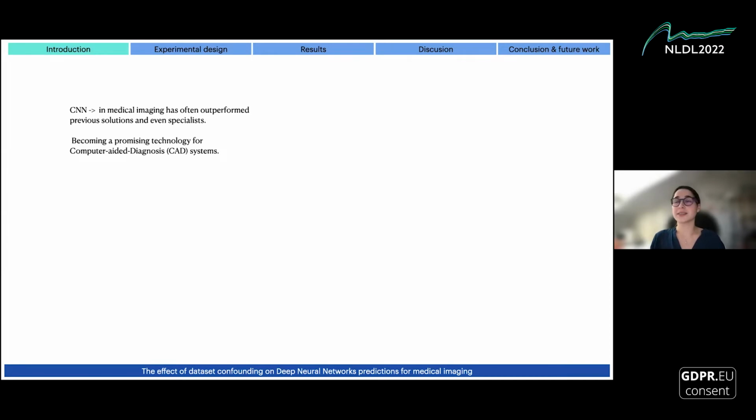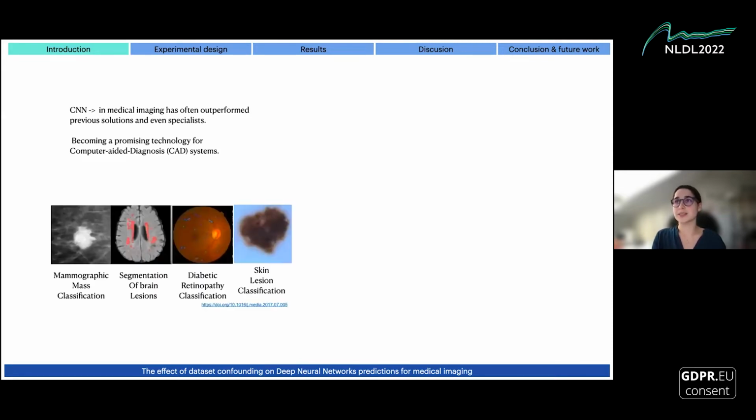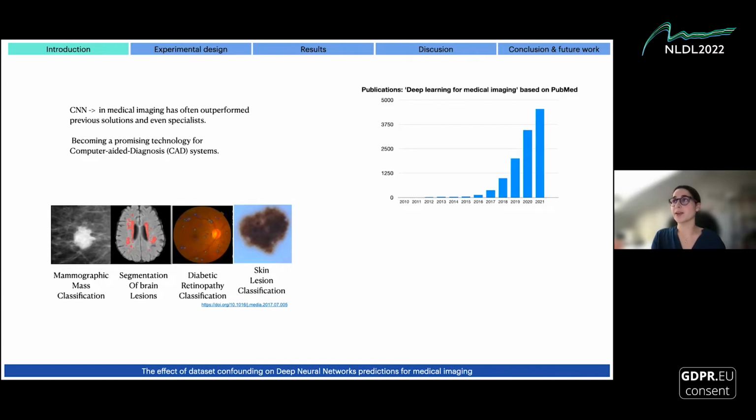So CNNs, deep learning, and in particular CNNs have been proposed for a while for medical image analysis, and some results show that they outperform previous solutions and even specialists. As a result, it's becoming a prominent technology for computer-aided diagnosis, and some companies are already starting to use them. I will not go into the detail, but there are many disciplines, from cancer to brain segmentation to classification of retinopathy, where they have been employed. And the number of publications has incrementally increased over the last years.